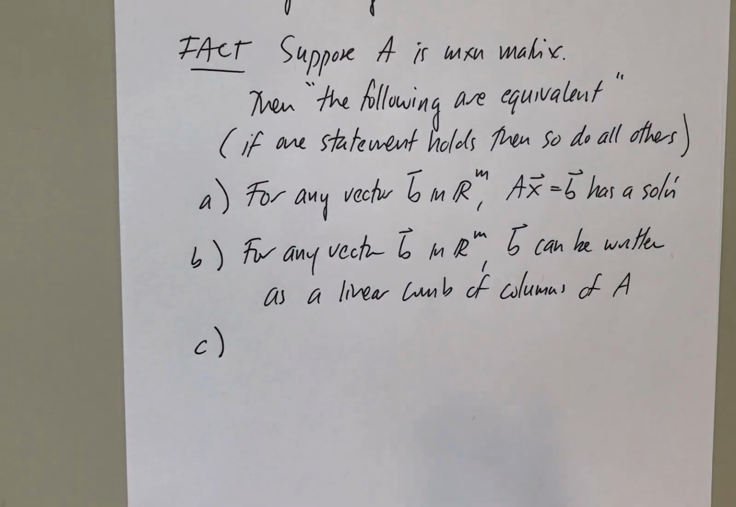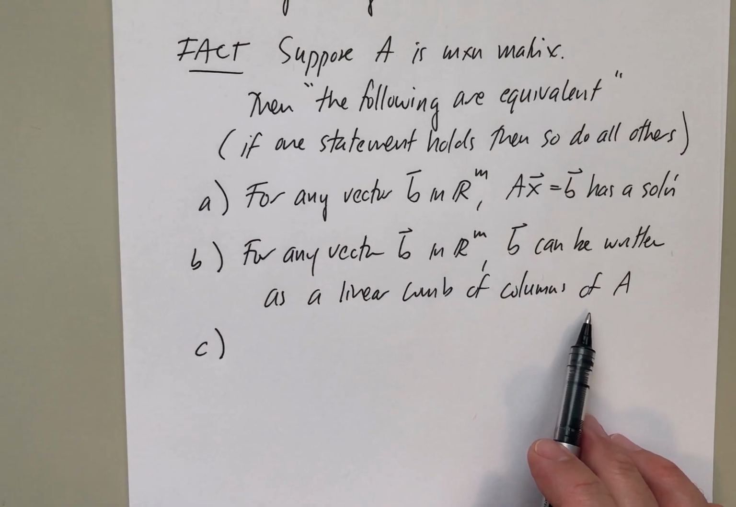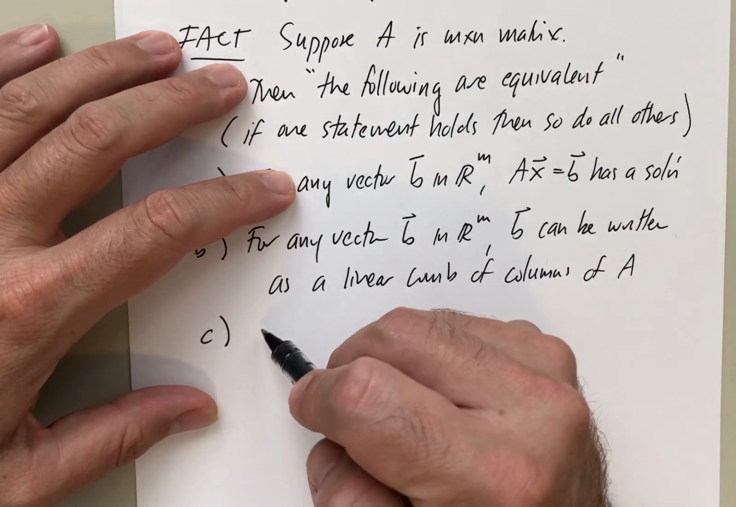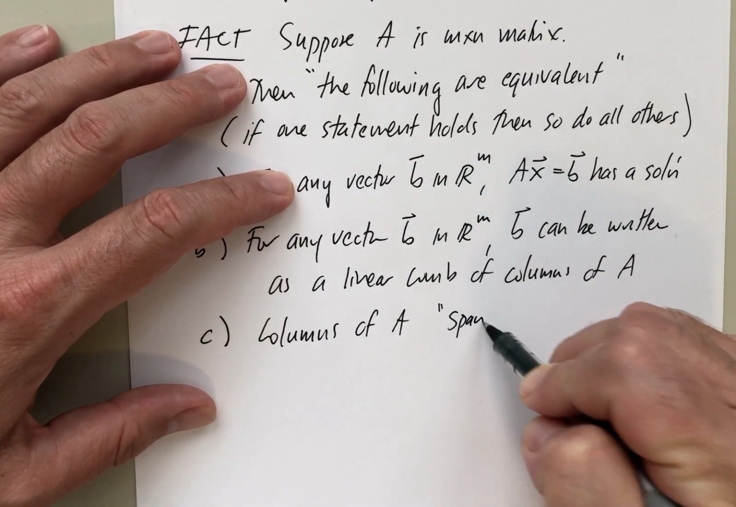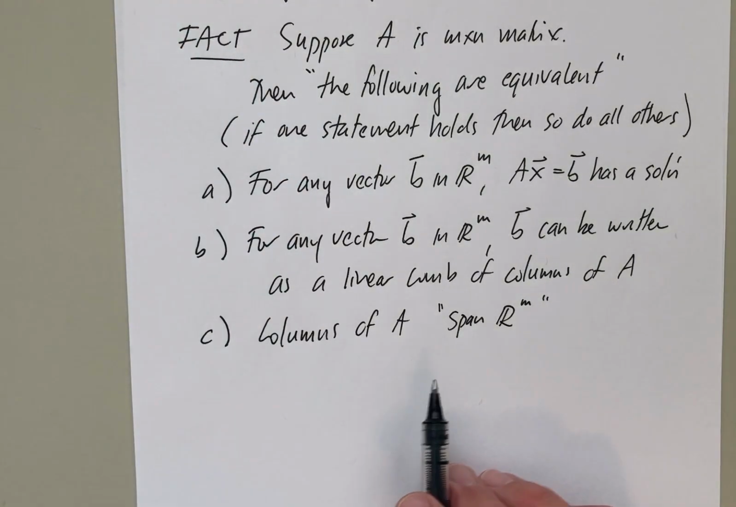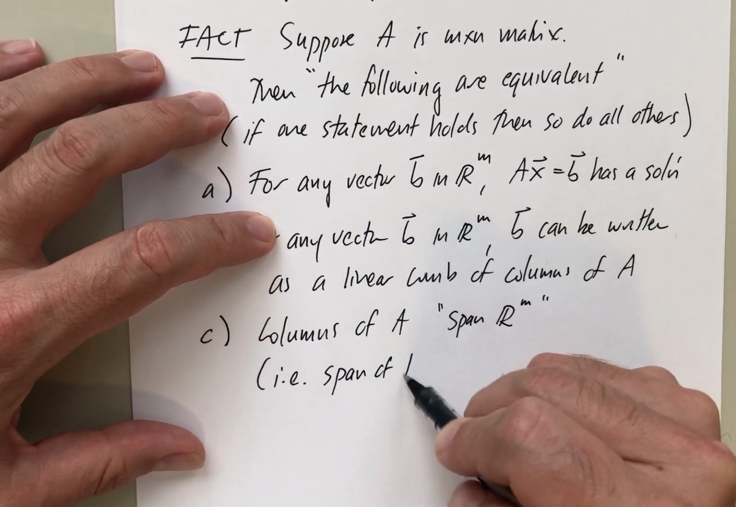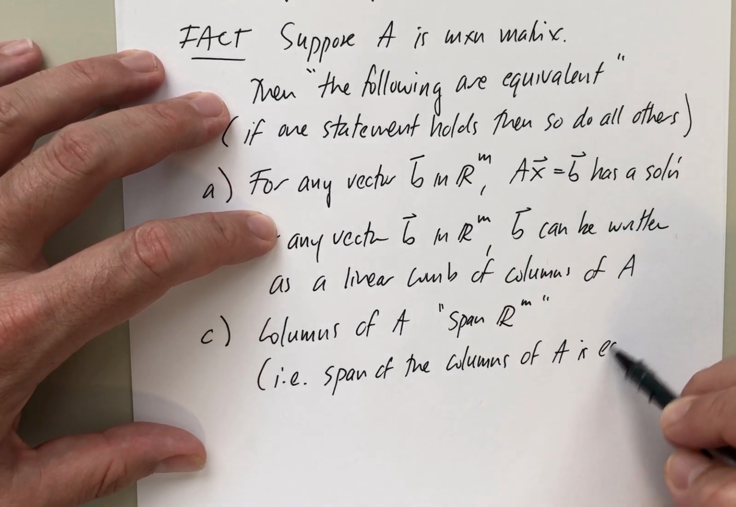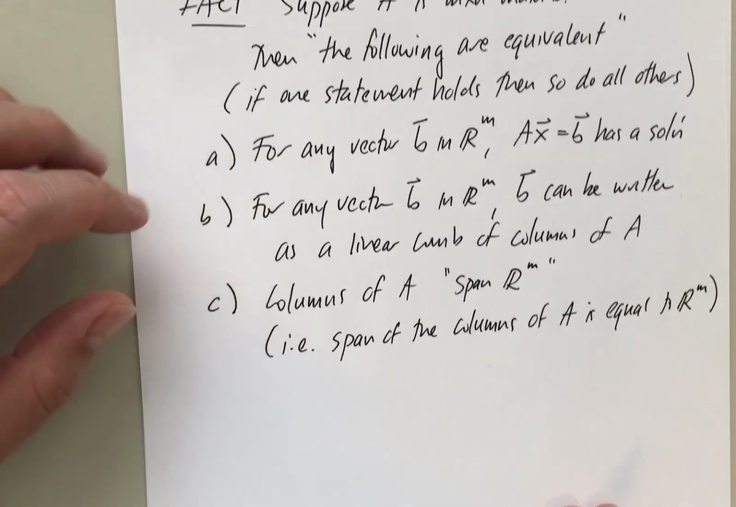Another way to say this: if any vector b can be written as a linear combination of the columns of A, it's saying that those columns of A get everything when we make linear combinations. Another way to say that is that the columns of A span Rm. To say that you span Rm means, i.e., the span of the columns of A is equal to everything you can possibly get, which is what we call Rm, all possible vectors.